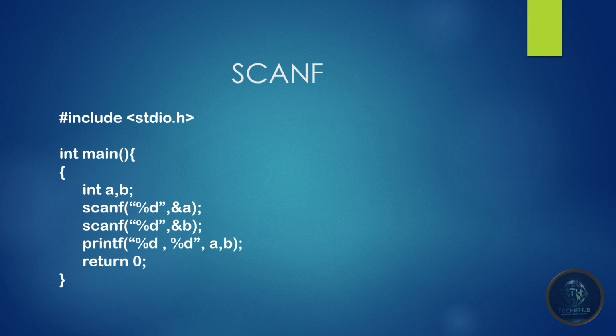These two lines get the value for a and b. So now we are printing the value of these two variables. First %d for a, second %d for b within double quotes.